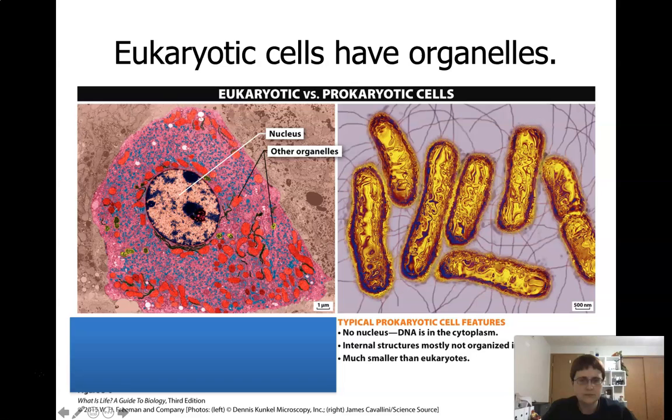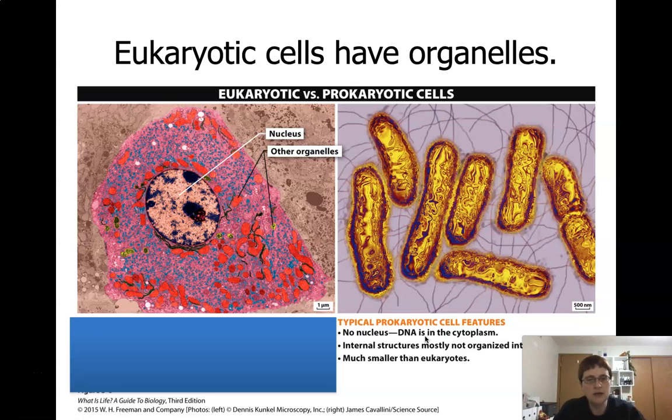Well, we've got eukaryote here, prokaryote here. In our previous lecture, I told you prokaryotes have no nucleus. The DNA is just floating around in the cytoplasm, and the internal structure is not really organized, right? You've got the cytoplasm and the ribosomes just floating around. Everything's just kind of open, so there's no organization there.